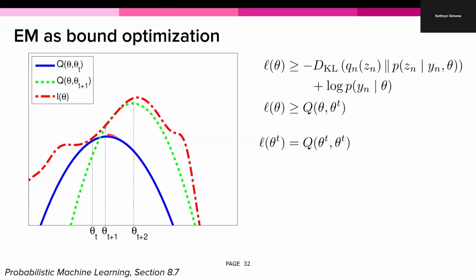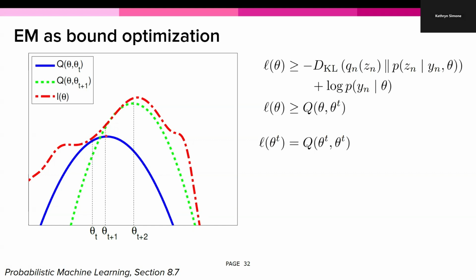And then this blue line is a lower bound on the log likelihood that we start off with at time theta t. So this is the lower bound on the log likelihood given our current parameter estimates. And so when we select the optimal posterior distribution over the hidden variables, we're essentially figuring out where that lower bound matches the true log likelihood at the current parameter estimates. And so once we have that lower bound, we can then maximize it to get new parameters.